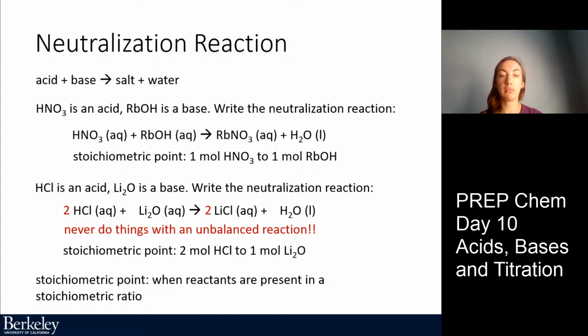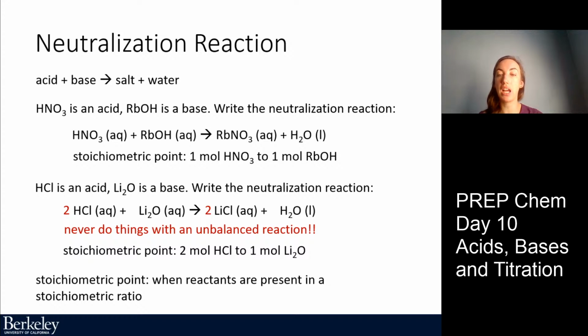But then with our second reaction, we have different stoichiometric coefficients. We have a 2 in front of our HCl and a 1 in front of our Li2O. So if I told you I have 10 moles of HCl, how many moles of Li2O do I need to add to reach the stoichiometric point? The answer would be 5. I want to have a stoichiometric ratio of 2 to 1. So I have 10 moles of HCl, and I need 5 moles of Li2O to reach my stoichiometric point.